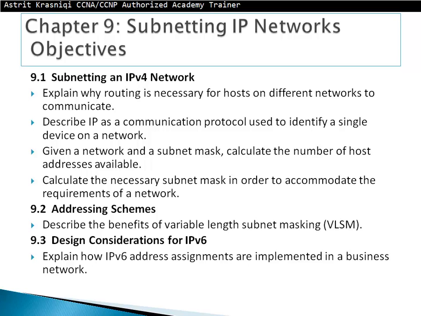Then we move to section 9.2, addressing schemes. In here we describe the benefits of variable length subnet mask, VLSM. And then we move on to section 9.3, design considerations for IPv6. Here we explain how IPv6 address assignments are implemented in a business network.